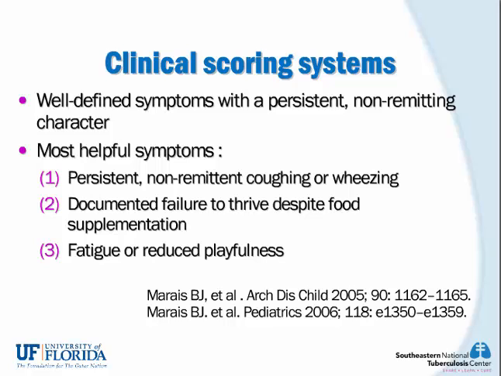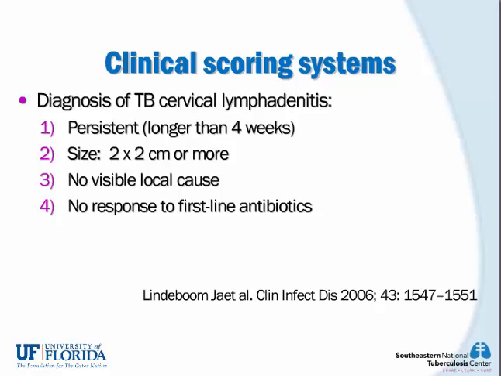In terms of diagnosing TB cervical lymphadenitis, patients presenting with persistent lymph node enlargement of more than a month can be thought of as having TB. The size matters if it is more than 2 by 2 centimeters, if there is no visible local or surrounding cause, and if the lymphadenopathy did not respond to first-line antibiotics.